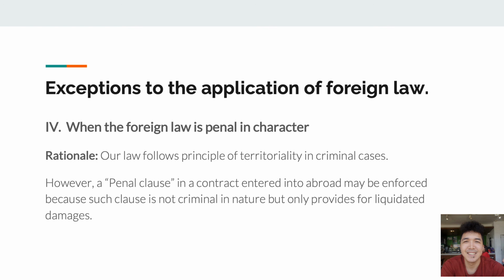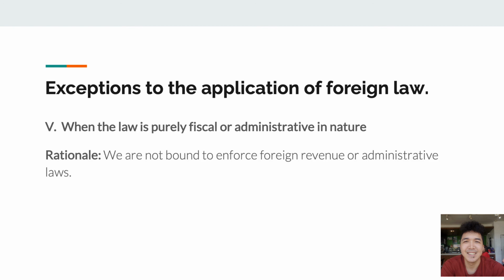4th, when the foreign law is penal in character. Why? Because our law follows the principle of territoriality in criminal cases. However, a penal clause in a contract entered into abroad may be enforced because such clause is not criminal in nature but only provides for liquidated damages. 5th, when the law is purely fiscal and administrative in nature. The reason behind this is because we are not bound to enforce foreign revenue or administrative laws.